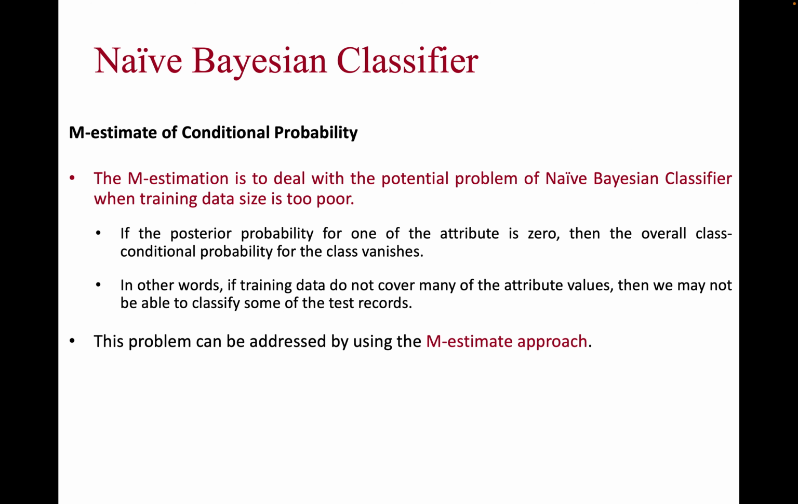Naive Bayesian classifier, M estimate of conditional probability. The M estimation is to deal with the potential problem of Naive Bayesian classifier. When training data size is too poor, if the posterior probability for one of the attributes is 0, then the overall class conditional probability for the class vanishes. In other words, if training data do not cover many of the attribute values, then we may not be able to classify some of the test records. This problem can be addressed by using the M estimate approach.